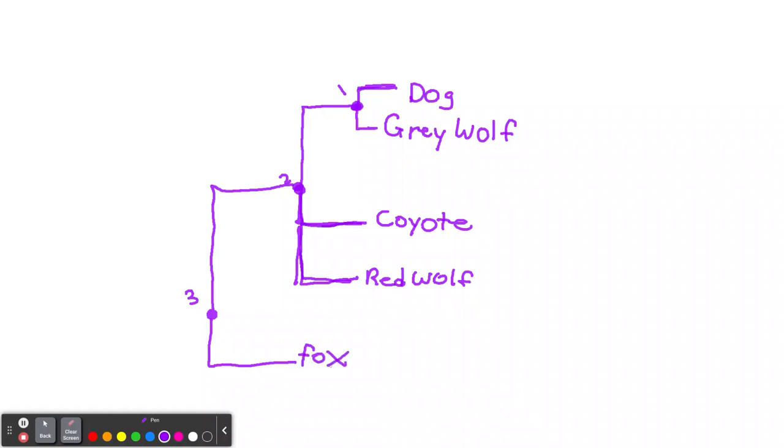So just looking at it, we know that the dog and gray wolf are more closely related than the fox is. But if you ask how the fox is related to the dog and the gray wolf, they're equally related. You can't say the fox is more related to the wolf than the dog, because they shared a common ancestor here. And the fox shared a common ancestor with the coyote and the red wolf right here at node 2.